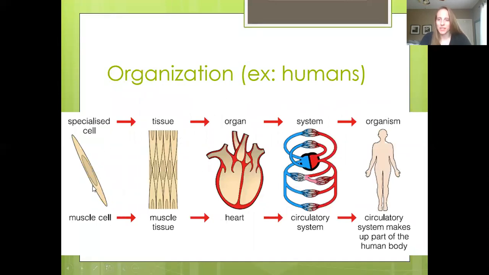This is an example that applies to humans, where you would have a specialized cell, in this case a muscle cell, that comes together with other muscle cells to form muscle tissues. Those muscle tissues can then form an organ like the heart or the stomach. In this case, the heart is part of the circulatory system, and then all of the different systems make up the human body.